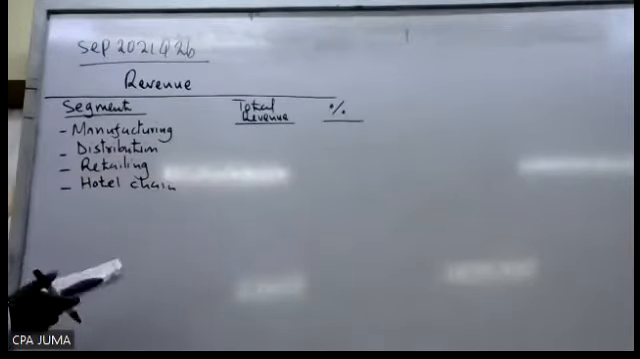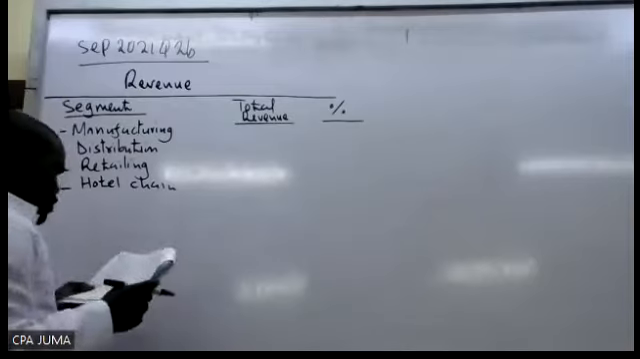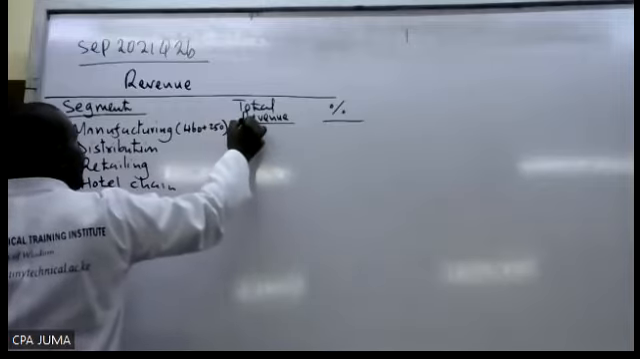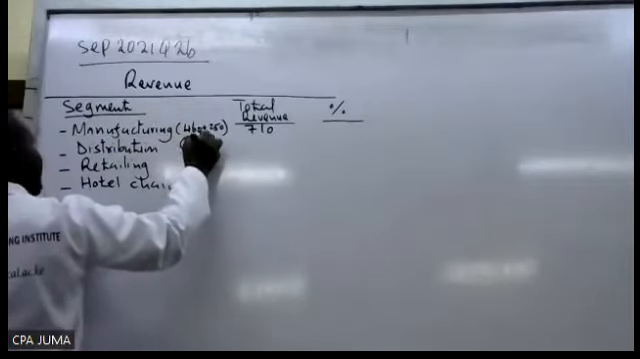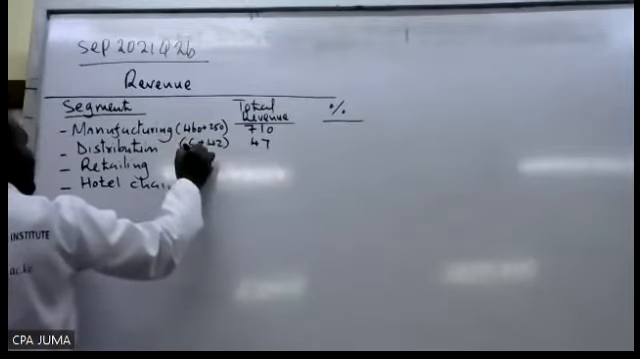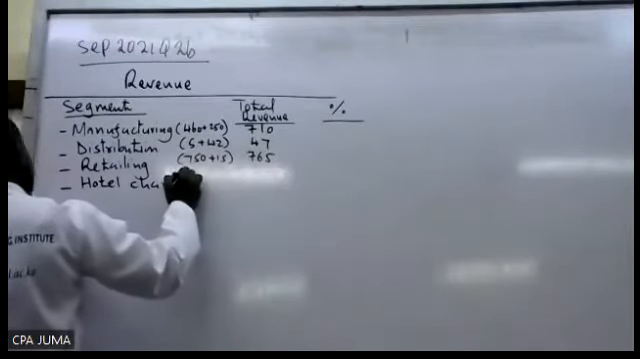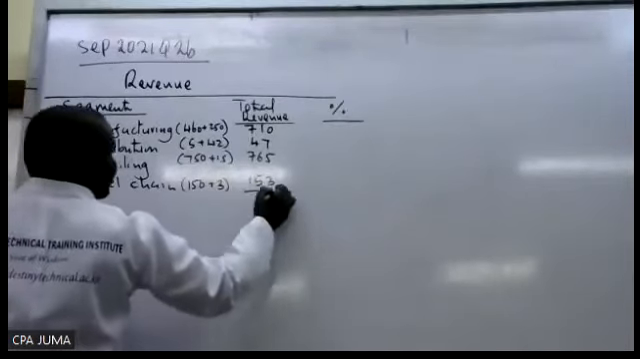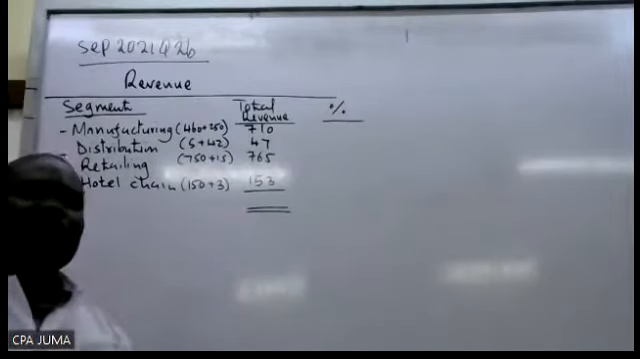So total revenue, can you add? You add both internal and external revenue. So this is 460 plus 250, giving you 710. Distribution is 5 plus 42, giving you 47. Retail is 750 plus 15, giving you 765. Hotel chain is 150 plus 3, giving you 153. Can you give us the total revenue?